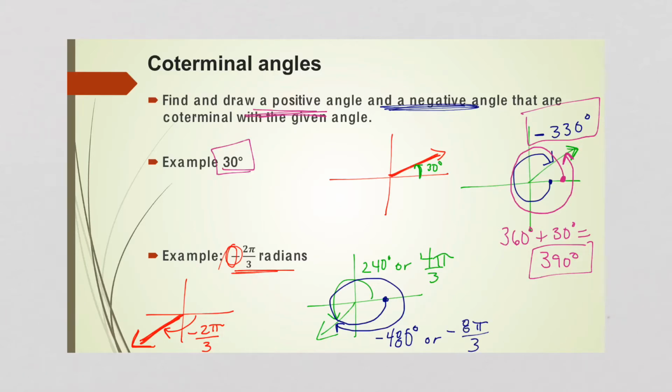And keep in mind, 2 pi is my whole time around. So when I'm trying to figure out my radians, if I add 2 pi, or negative 2 pi in this case, because I went down to negative 2 pi over 3, my calculator will give me the answer of negative 8 pi over 3.